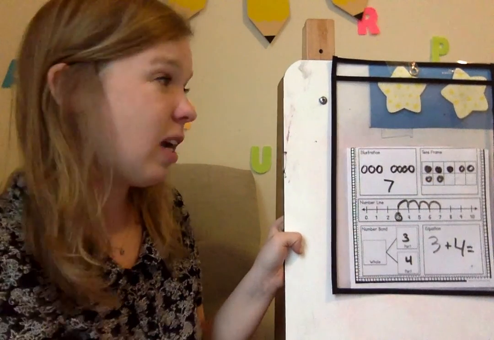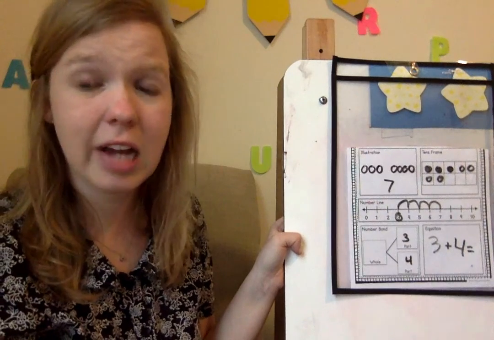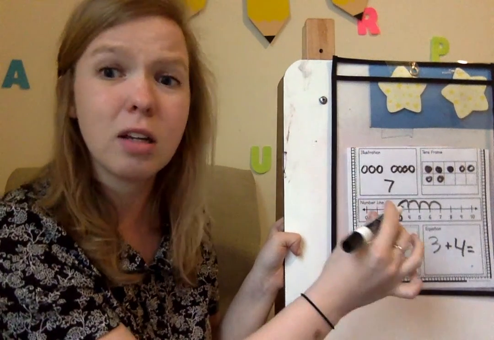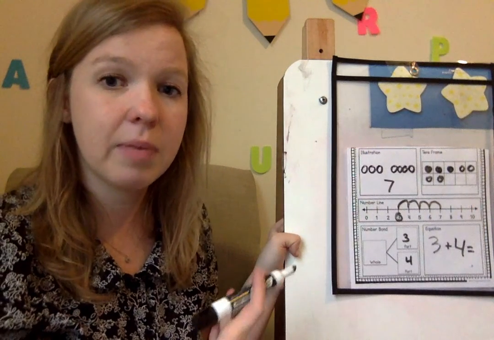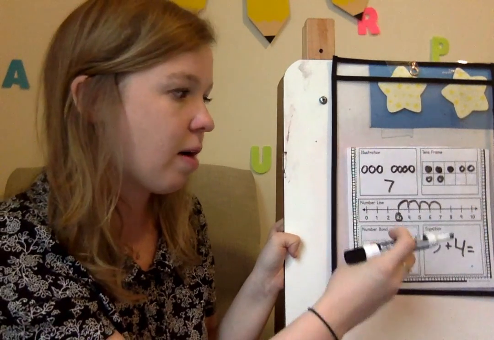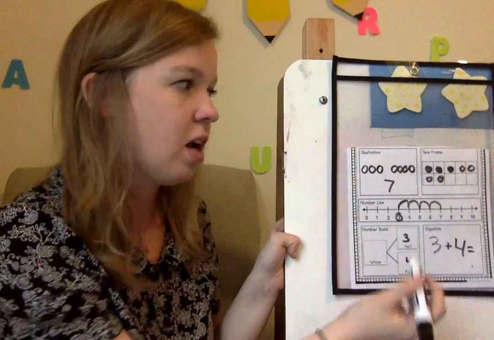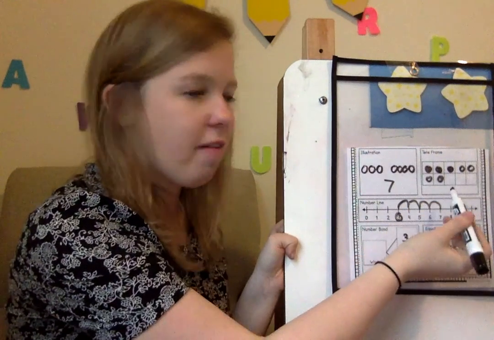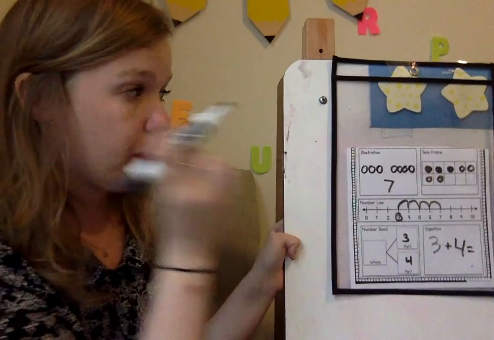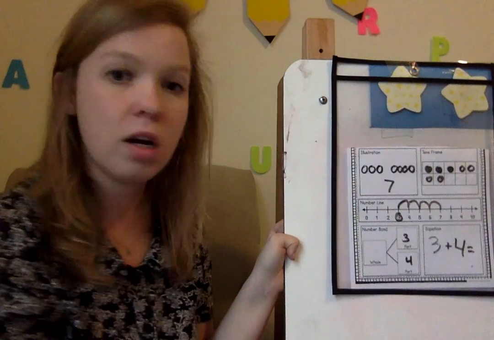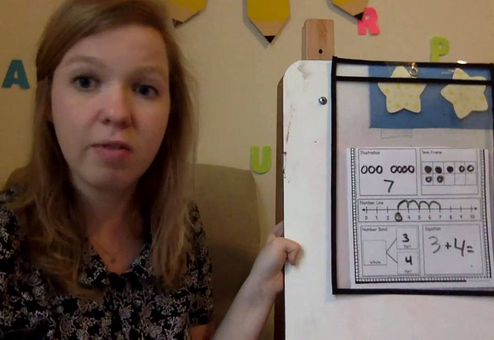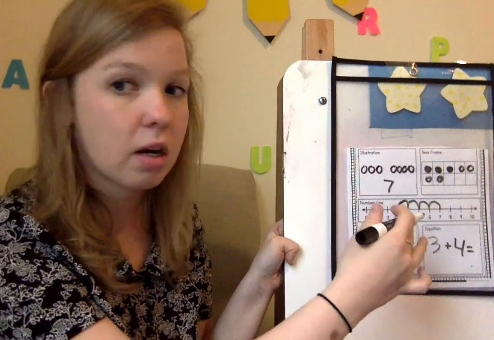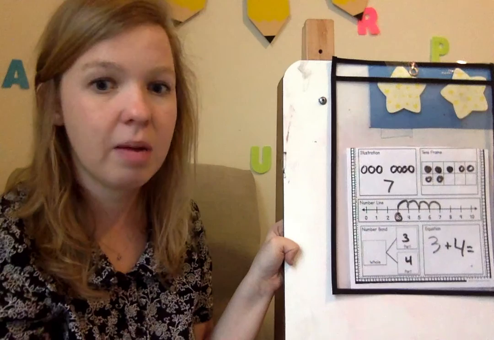On the 10 frames, I did it very similarly. I drew 3 circles and I colored those ones in just so that we can tell that they need to be colored in and separate from the second group there. 3 and then 4 more. 1, 2, 3, 4. Notice how I finished the whole top part of the 10 frame before I started working on the bottom part of the 10 frame.